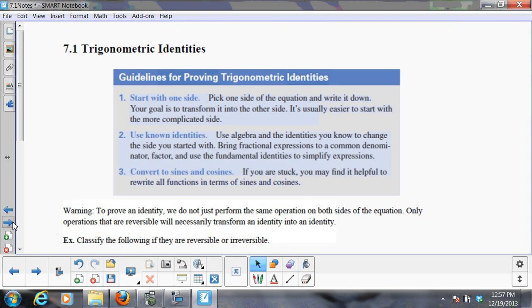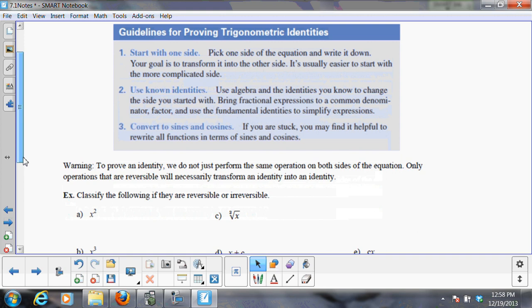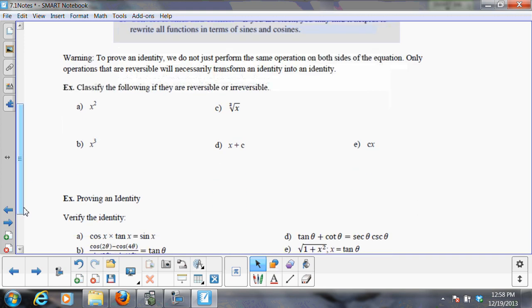The top part talks about guidelines for proving trig identities. You always start with one side. You want to start with the side that's the hardest, the one that has the most complicated stuff. So usually fractions, things that have more than like 3 different identities, things that you could maybe factor out, anything that seems harder, that's the side to start with. Then we start bringing in the identities that we have, and if you can't figure anything out, convert everything back to sines and cosines, and that should be able to do something for you.